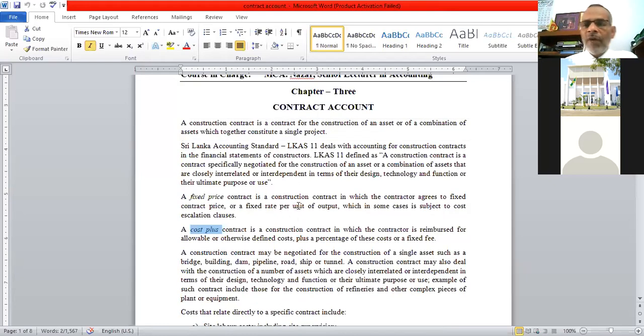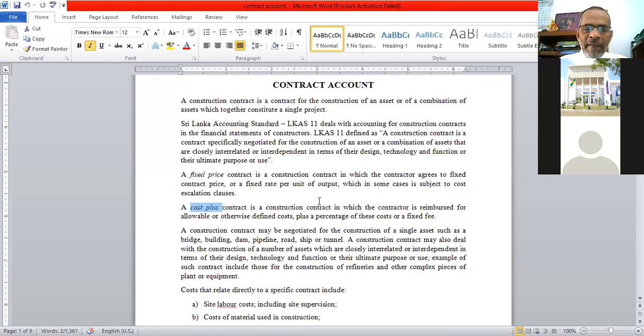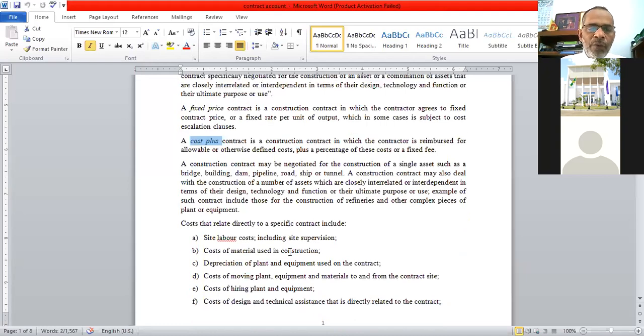These are the notes I have uploaded in the VLE. You can read that. The contract account explanation is given, the meaning, what price is applicable, whether it is a fixed price or a cost plus price, then how to do the accounting, and what costs will be incurred. There is a contract price. The contract price may be fixed or cost plus margin. That is not a problem. They will be given in your question.